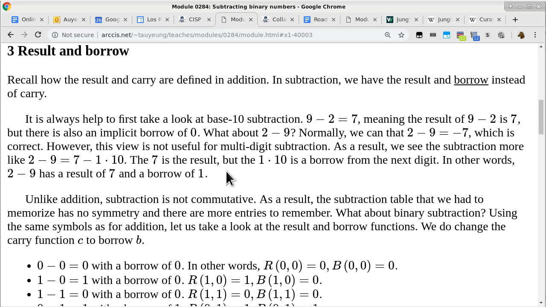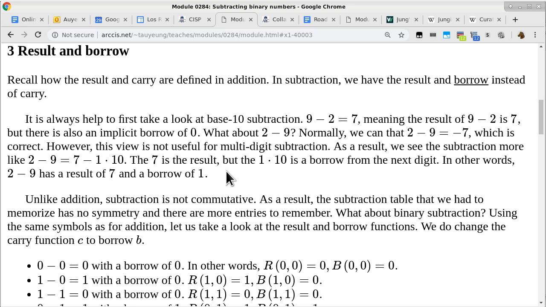The bully said, give me 9. Okay, here's 9. How much do I have left in my pocket? 3. So that's why 2 minus 9 has a result of 3, a borrow of 1. Is that okay? No, it's a borrow of 1 unit from the next digit. The next digit turns out that he has no $1 bills. He only has $10 bills, because I'm borrowing from the next digit, who is in charge of a quantity that is 10 times mine in base 10. Is that okay?